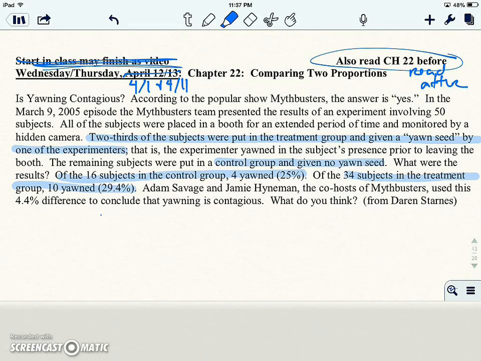Well, I think maybe, because 4.4% is not that big of a difference, it could have just been due to randomization variability. They happened to put the people that are more likely to yawn in the booth with the yawn seed. There are 3 ways we could figure out if this difference is caused because yawning is contagious, or if it could just be due to randomization variability.